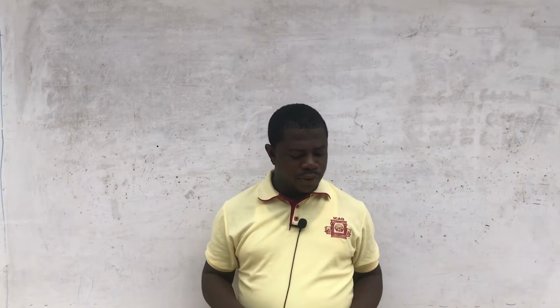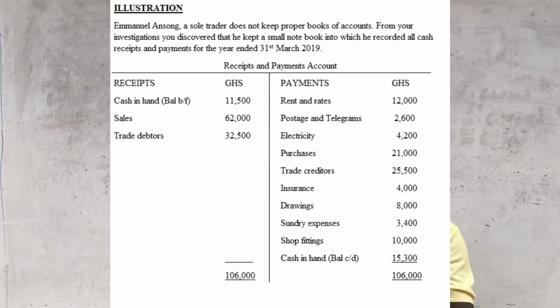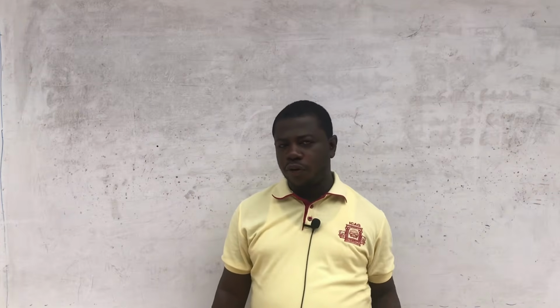Now, looking through, the easiest way to locate your expenses is to go to the credit side of the cash book or the receipt and payments account. When you go there, rent and rate is an expense. There is postage and telegram, which is an expense. Electricity is there, it's an expense. Insurance is an expense. Sundry expenses is also there. We are not going to prepare accounts for all of these expenses.